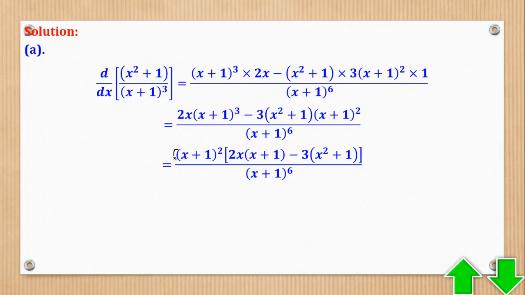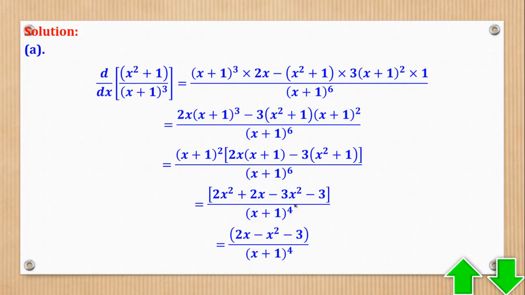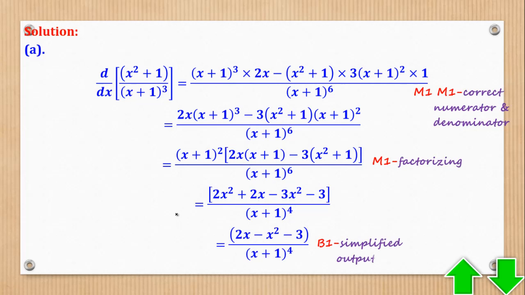Then you realize that this and this are the same base, so you can take this down to become x power 4. Then here I open brackets to come up with this, collect like terms. Then you realize that you can't factorize it, so you stop there. So that's how we could get the 4 marks.